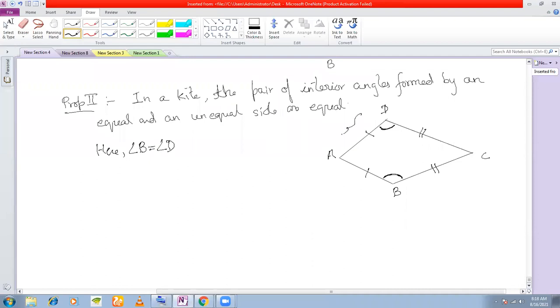This side and this side are equal, right? Now, if you see, what is the angle between equal sides and unequal side?